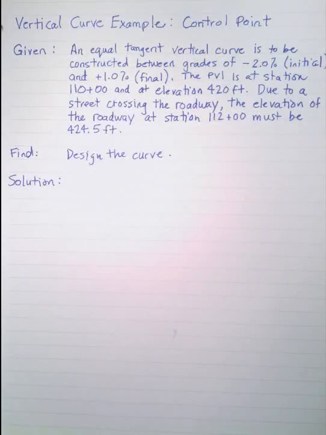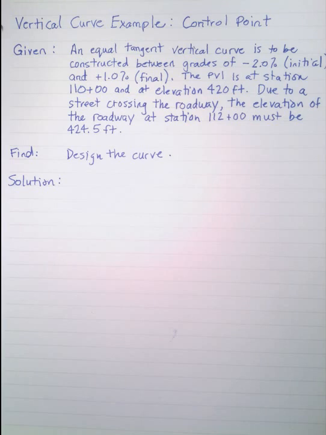Here's a vertical curve example with a control point. This is kind of a classic vertical curve example where you don't know the length in advance, but you have some information about a control point along the alignment, and then you use the quadratic formula to calculate the length.